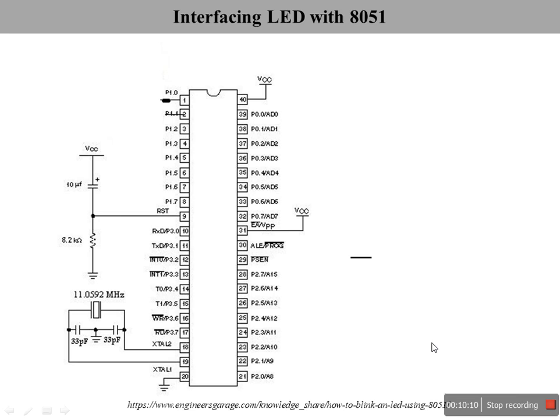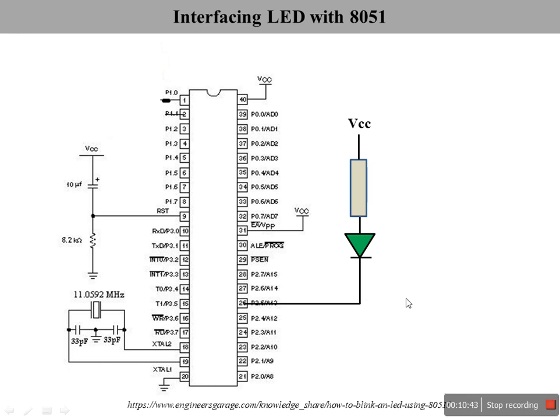Now to this particular circuit, I can interface an LED here. The cathode of the LED is connected to pin 27, which is the sixth pin of port 2. You can see here P2.5, that is the sixth pin of port 2, connected to the cathode of the LED, and the anode of the LED is connected to a 10K resistor which is connected to VCC. And this is the hardware setup for interfacing the LED.